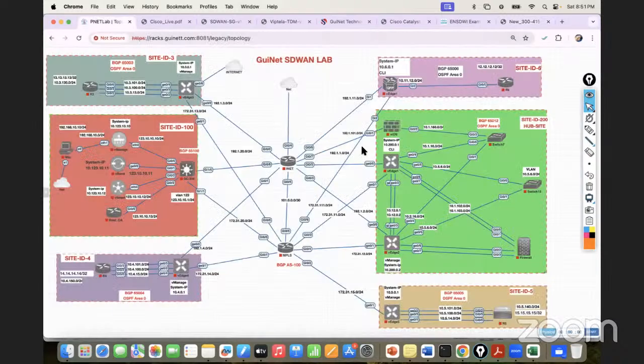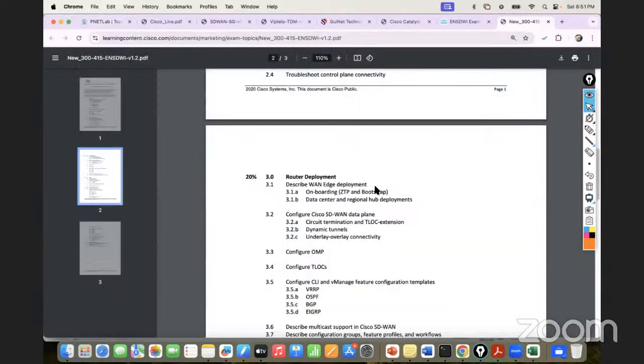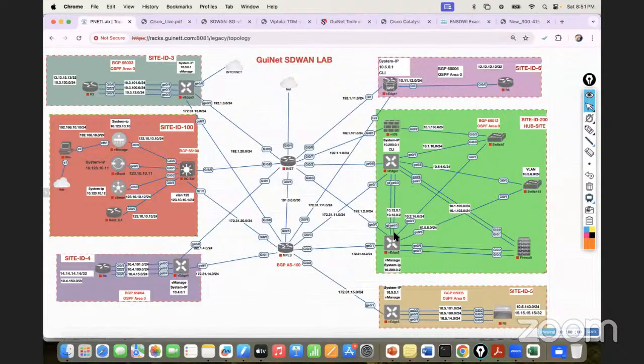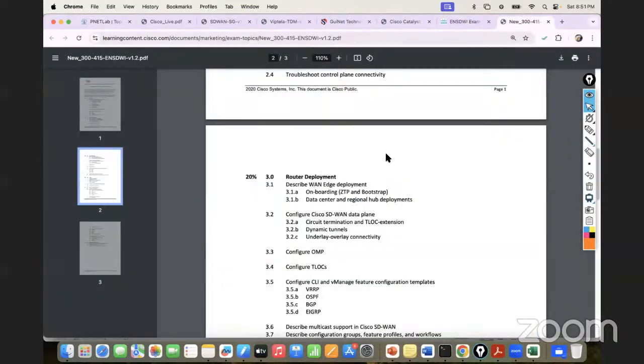So we have even the data center, right? If you want to make a regional hub, you can make a regional hub site, you can see. So it's acting as both a data center and a regional hub. So it lies in that also. We also understand circuit termination and TLOC extension. So you can see here we can do the TLOC extension, different from circuit termination, how it is going to happen, how the tunnels are going to be created, TLS, DTLS, BFD, IPsec, all of that we have to understand.